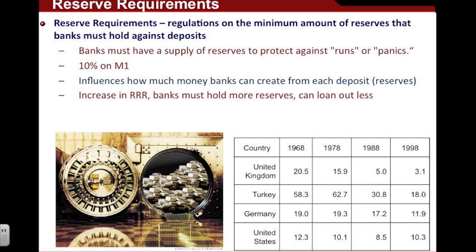Imagine that they had to hold 50% of every M1 deposit. Well, then they would have to hold 50 cents to every dollar. Imagine they have to hold 100% of every deposit. Well, then they couldn't loan any money at all. So the higher the reserve, the less they can lend out. Subsequently, the lower the reserve, or a decrease in the required reserve ratio, the banks must hold less money and could ultimately loan out more.